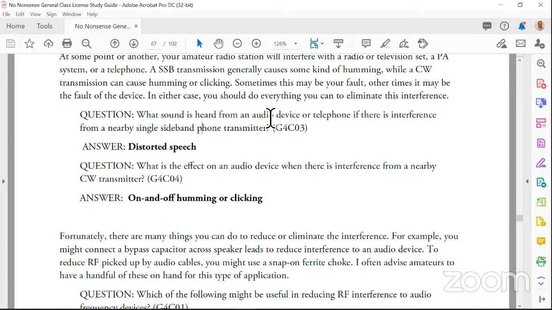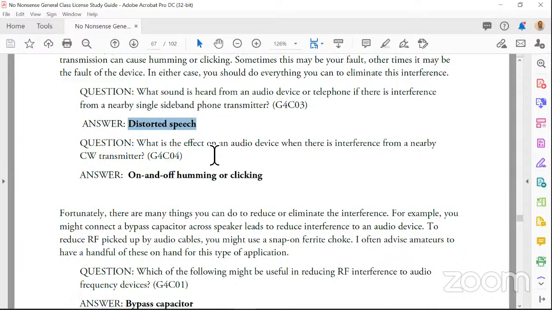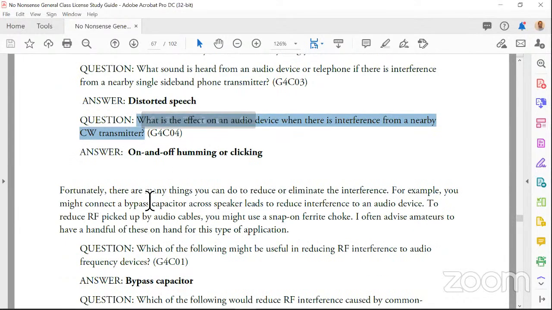But what sound can you hear in an audio device or telephone? Meaning you're causing interference to someone. What are they likely to hear? They are likely to hear your distorted speech. That's how you know you're causing interference with SSB. Next question again, similar line.